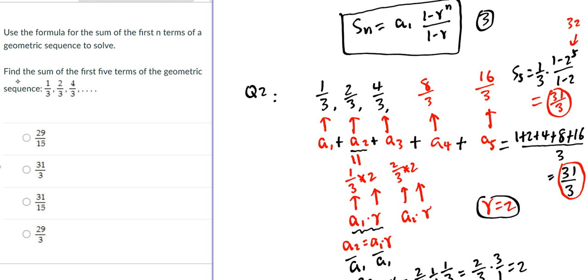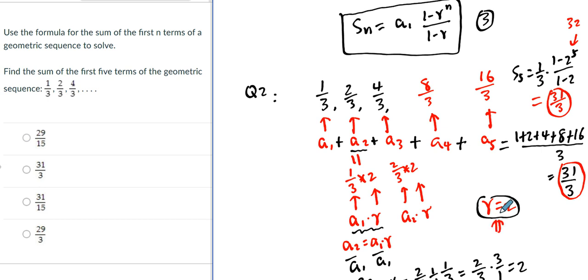This question says to find the sum of the first 5 terms of the geometric sequence. First of all, 1/3, 2/3, 4/3, the first 3 terms are right here. And then, since this is a geometric sequence, we need to find out r.